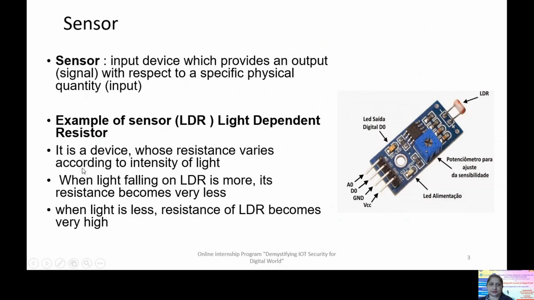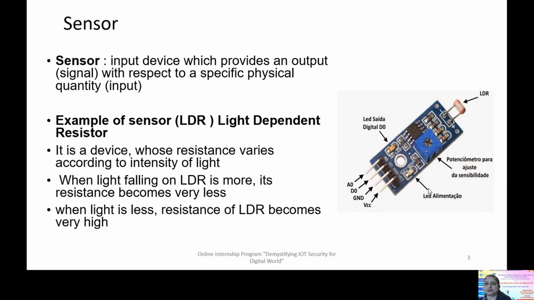Light dependent resistor. It is a small device, or a sensor, whose resistance value varies according to the intensity of light. When the light falling on the LDR sensor is more, the resistance value becomes very less. And when the light falling on the LDR is very less, the resistance of the LDR becomes very high. That means depending upon the intensity of the light, the value of the resistance will vary. When the intensity of the light is more, the resistance value is definitely less, and vice versa.